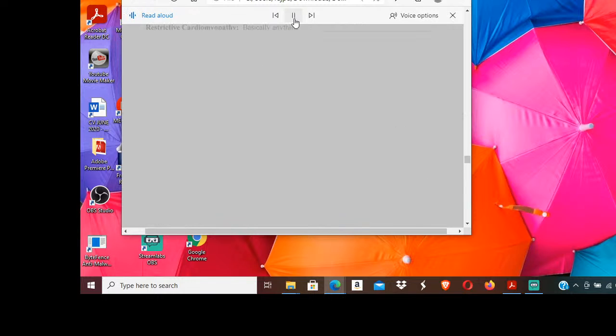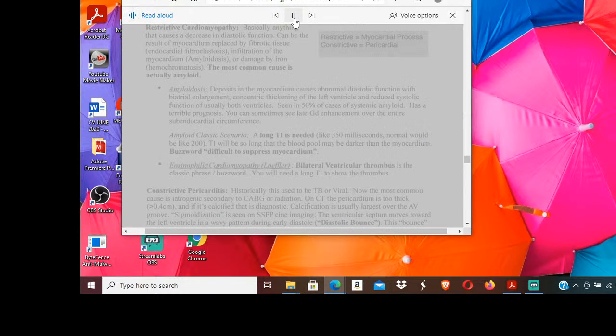Restrictive cardiomyopathy, basically anything that causes a decrease in diastolic function. Can be the result of myocardium replaced by fibrotic tissue, endocardial fibroblastosis, infiltration of the myocardium, amyloidosis, or damage by iron, hemochromatosis. The most common cause is actually amyloid. Restrictive equals myocardial process, constrictive equals pericardial.